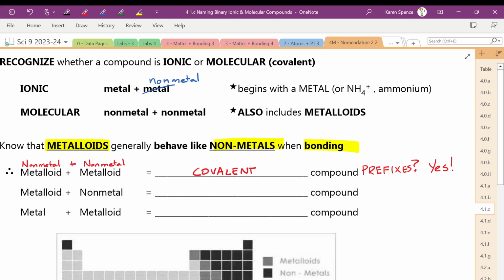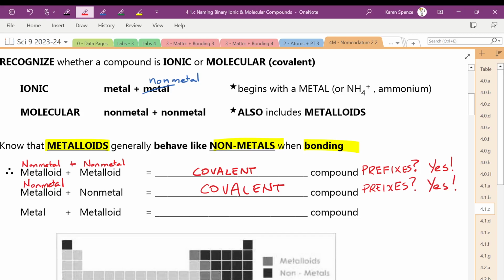If we have a metalloid plus a nonmetal, remember metalloids behave like nonmetals, so that would be like having a nonmetal and a nonmetal. And if we have nonmetal plus nonmetal, that would be what kind of bonding, Andre? If we had nonmetal plus nonmetal, what type of bonding would that be? Non-metal and non-metal would be ionic? Covalent. Okay? Covalent. So, do we use prefixes or do we use no prefixes? Prefixes? Yes or no? Yes.